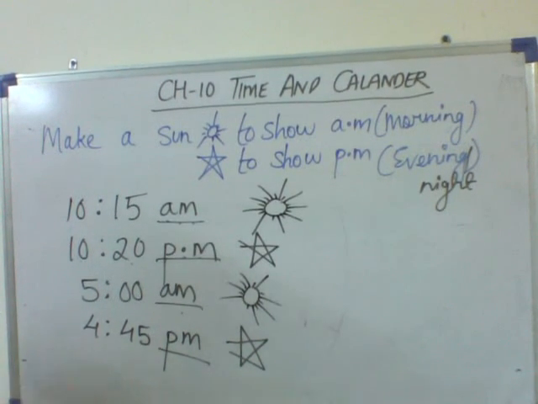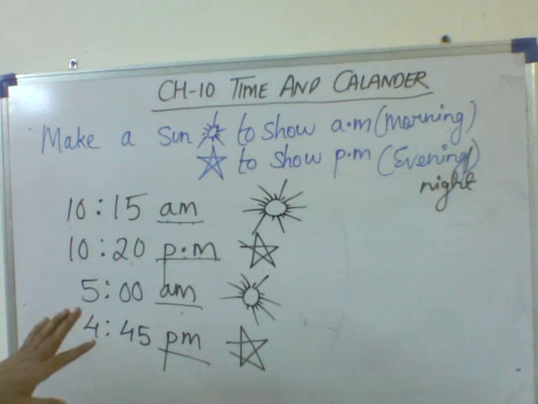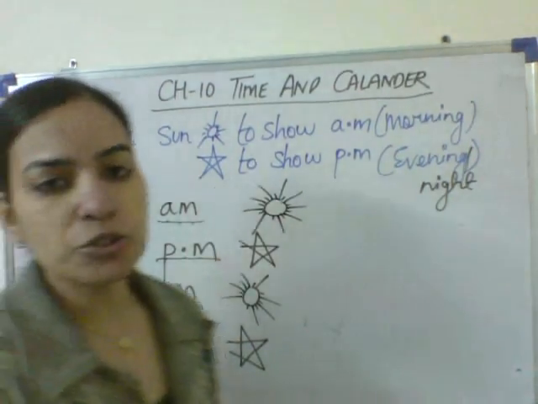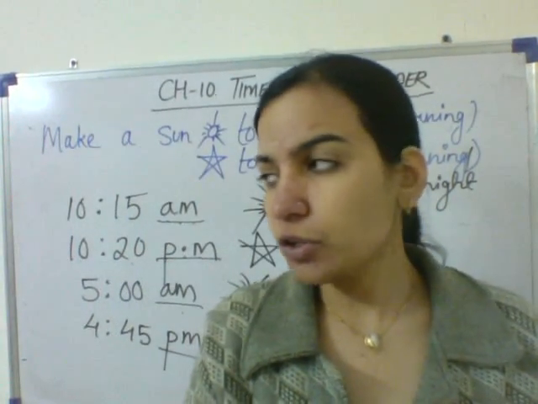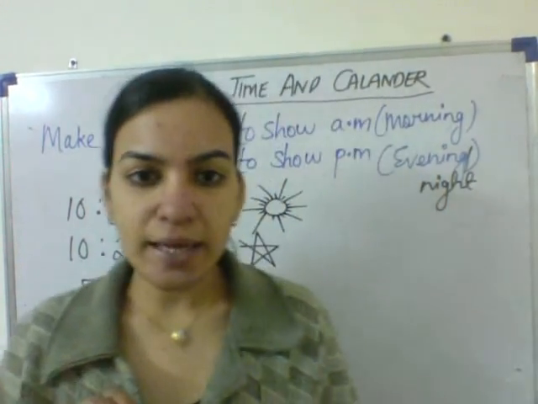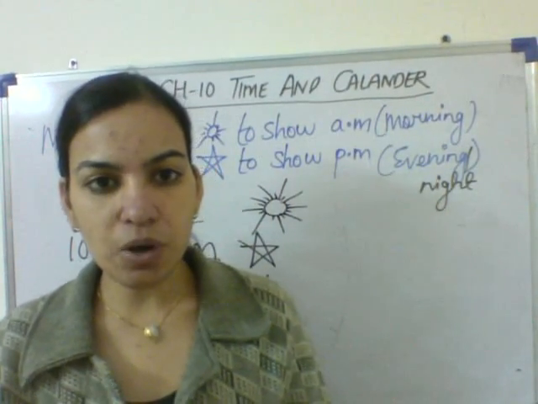So in this way we use AM and PM. For 12 o'clock we do not use AM or PM. We write either 12 noon or 12 midnight.